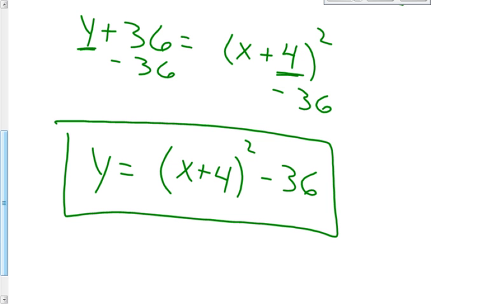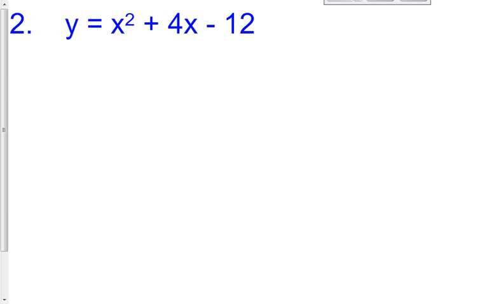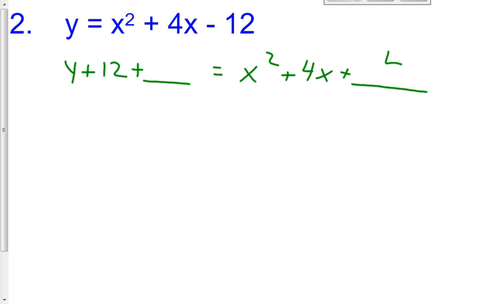You guys try problem number 2 on your own, see how well you do. Number 2, hopefully you added 12, so now you have y plus 12. Now you're ready to complete the square, so you're going to have a blank that equals x squared plus 4x plus a blank. Hopefully you got 4 right here. When you take b divided by 2 squared, 4 divided by 2 is 2, and 2 squared is 4. 4 gets added to the right, and 4 gets added to the left.